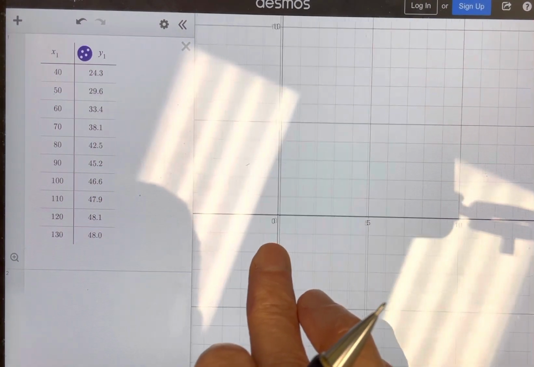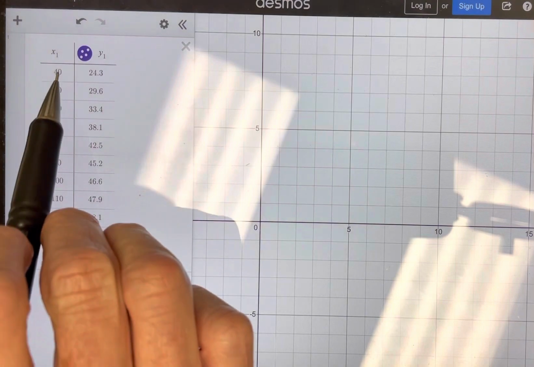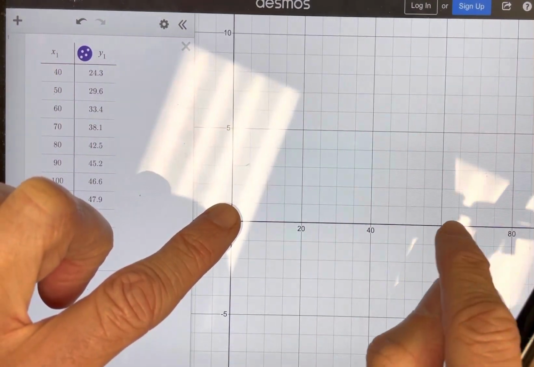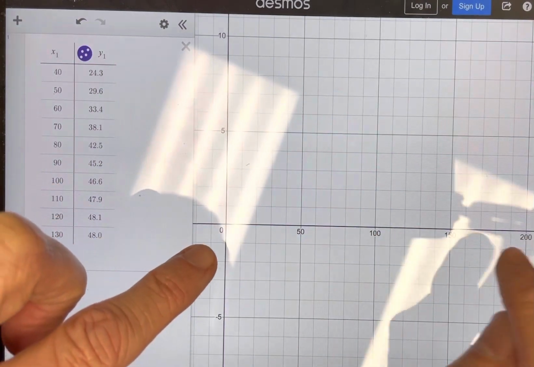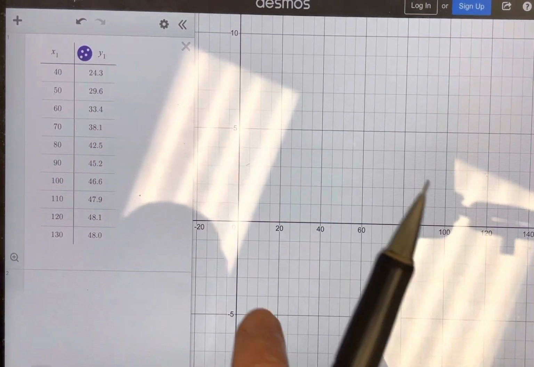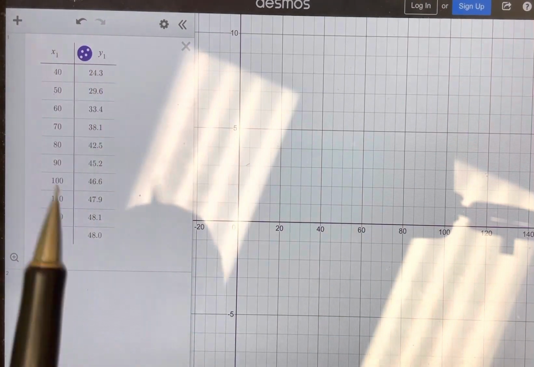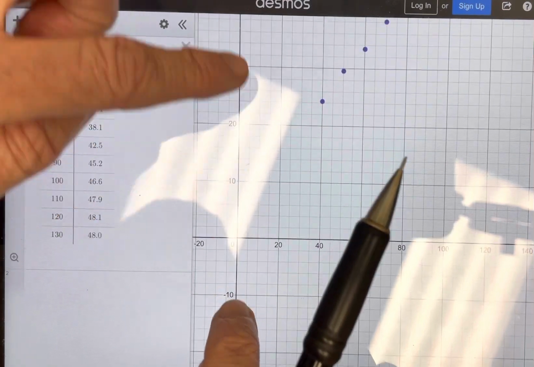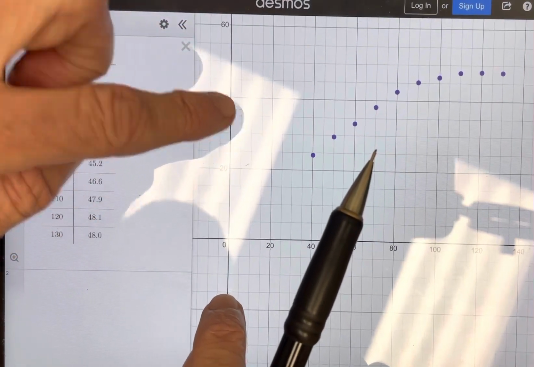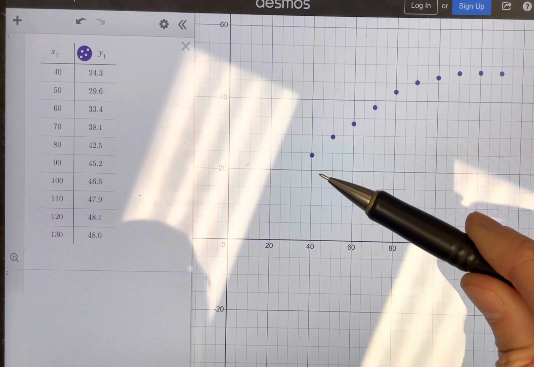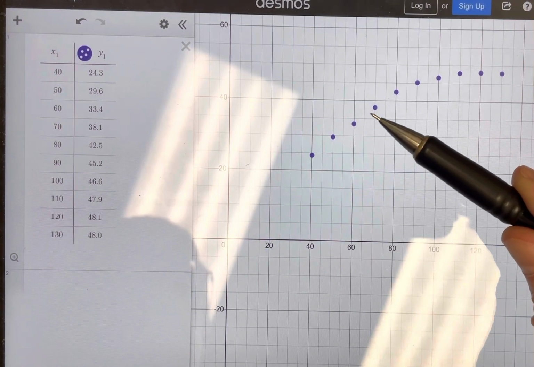Okay, if I look at my graph, well, I need to get my x's between 40 and 130, so I got to see those. There's my 40. Oops, a little bit too far. Between 40 and 130, that's pretty good. But my y is between 24 and 48, so I got to come in here. And there it is, right there. There we go. And we can see where the growth is going up, but it's slowing down.